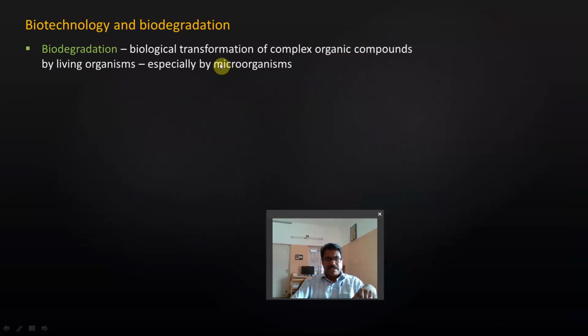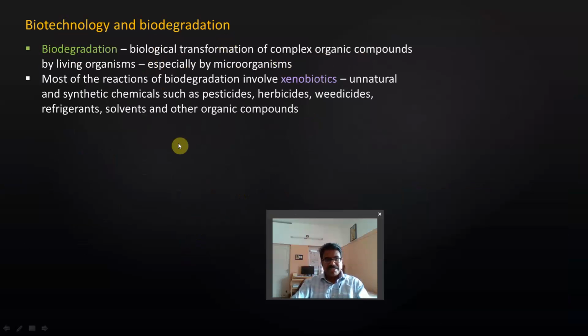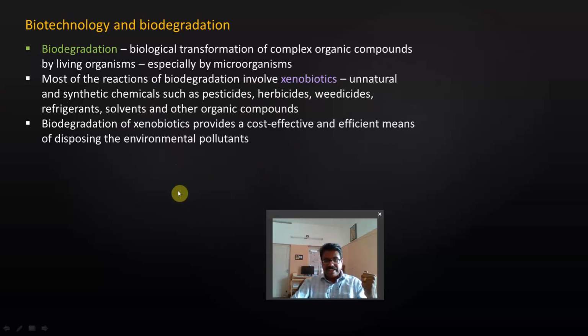And what is the role of biotechnology in biodegradation? So the biological transformation of organic compounds by living organisms can be done using microorganisms, and we know that most of the pollutants contain xenobiotics. That means unnatural and synthetic chemicals such as pesticides, herbicides, weedicides, etc., and also other organic compounds. So these xenobiotics are very difficult to be removed, and if at all it is possible, it's very expensive.